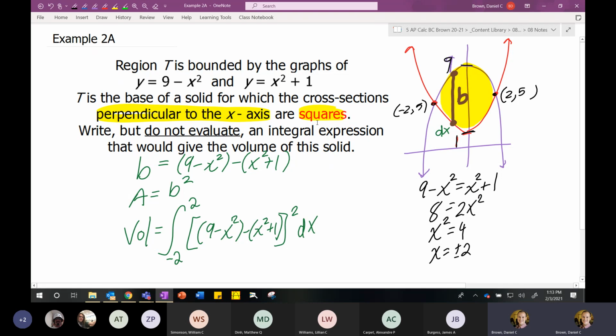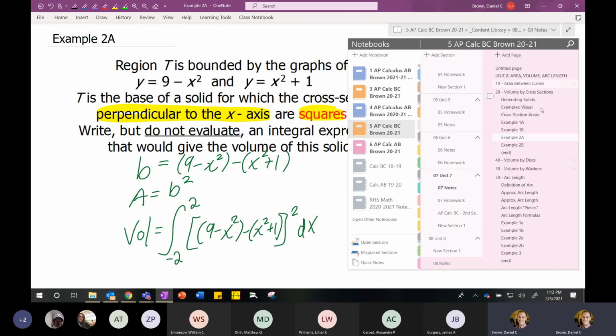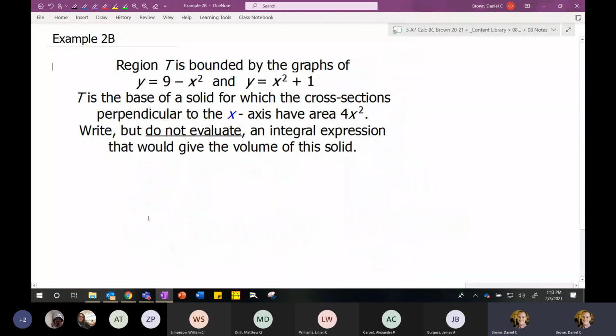The one question where I sometimes see students mess up is something like this very last one that I want to do, where I have region T, the same region, bounded by the graphs y equals 9 minus x squared and y equals x squared plus 1. I'm going to draw the region real fast, but we actually don't need it for this particular problem.